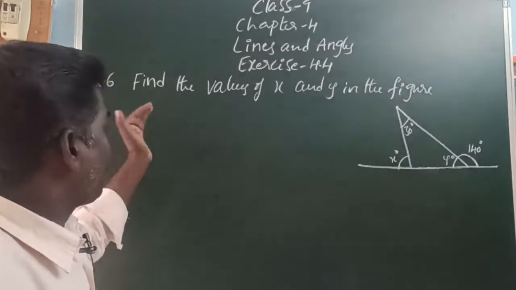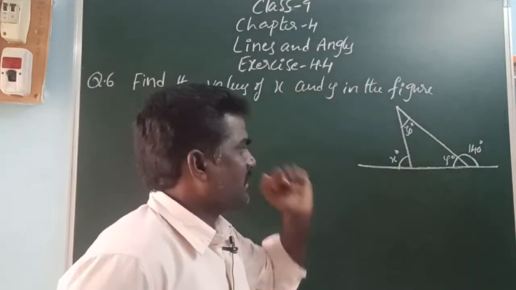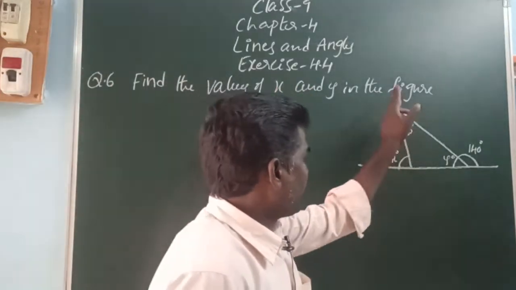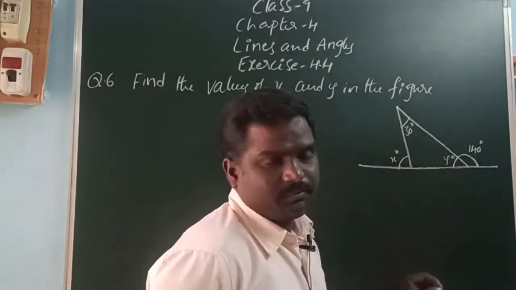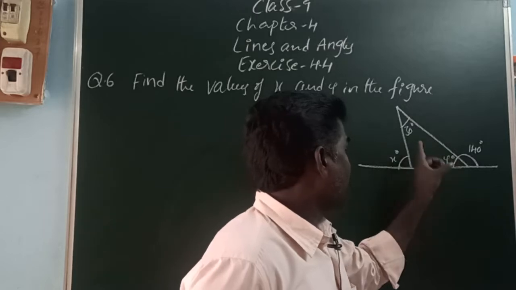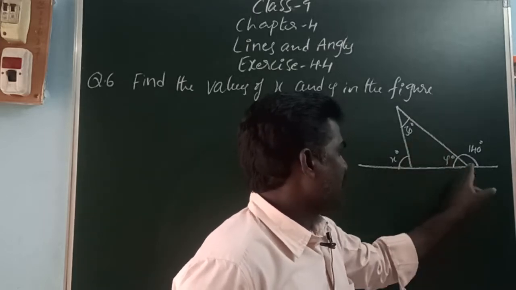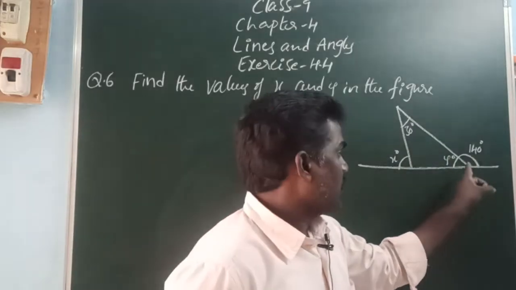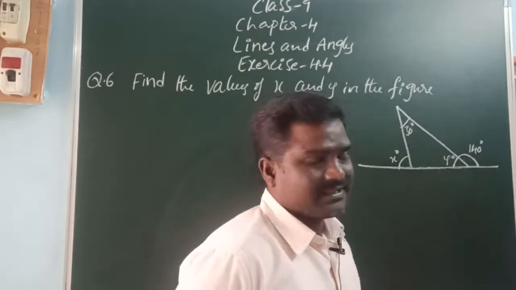Question number 6, find the values of x and y in the given figure. In the given figure there is one triangle, and here the angle x is an exterior angle for this triangle. The interior angle is 30, and y, and the exterior angle is 140. So these two angles are adjacent angles.